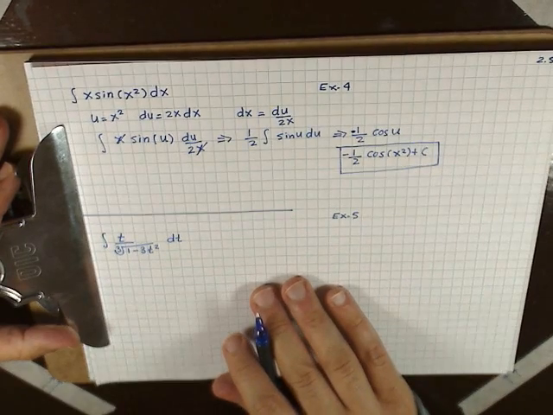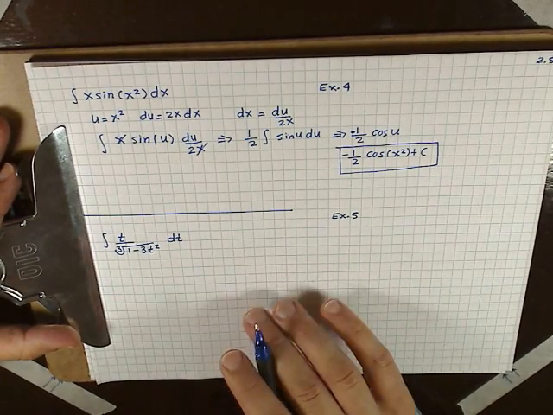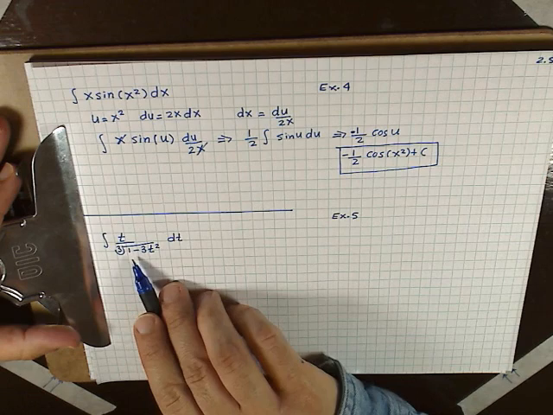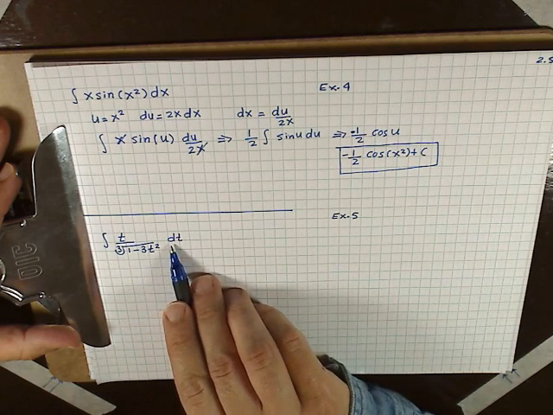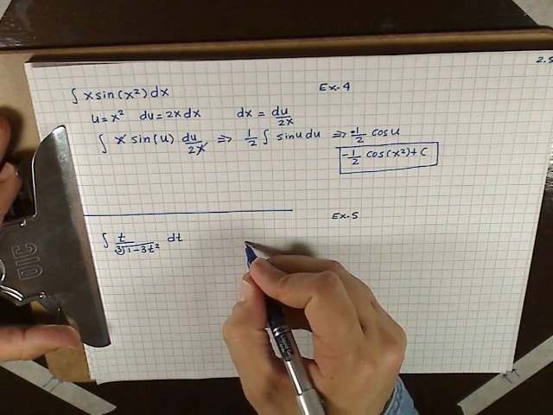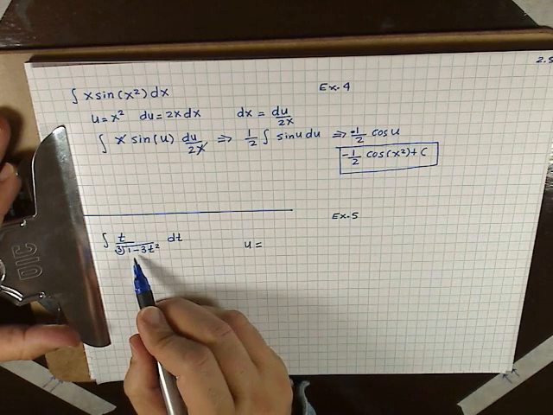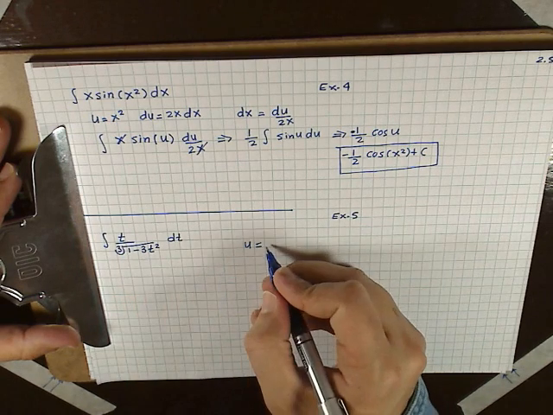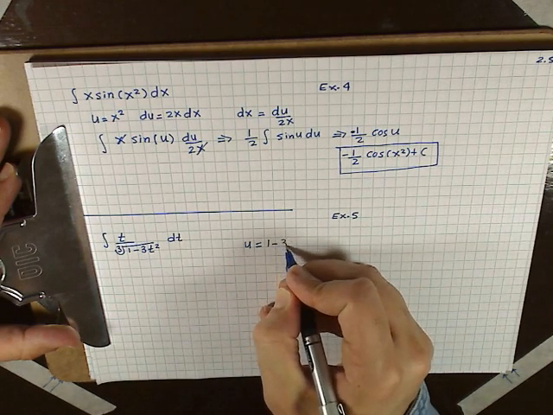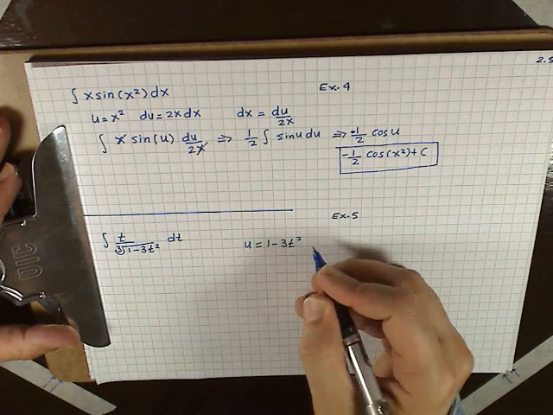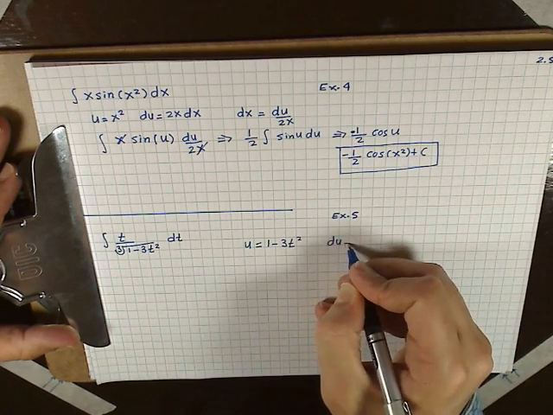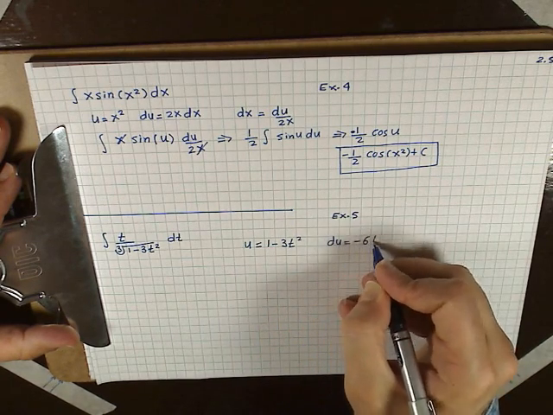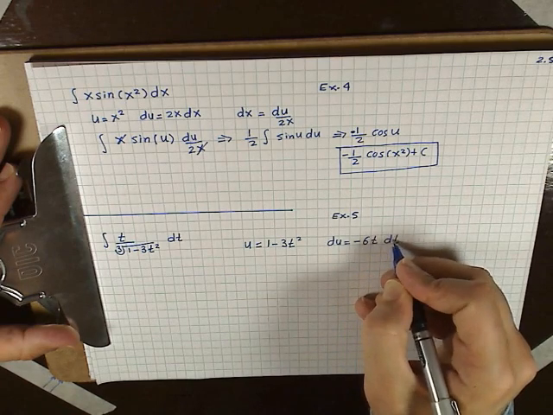Alright, let's do a more difficult question. Integral t over third root of 1 minus 3t squared dt. We will let u be the inside function. Let u equals 1 minus 3t squared. Notice that its derivative is a constant multiple of t. u equals 1 minus 3t squared. Take the derivative, du is equal to minus 6t dt.